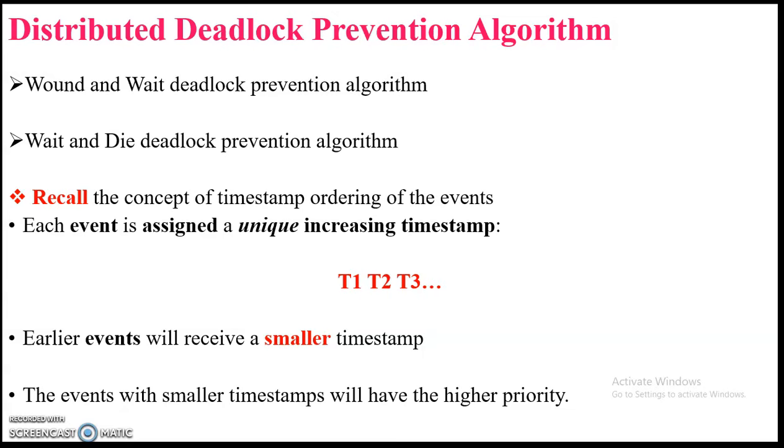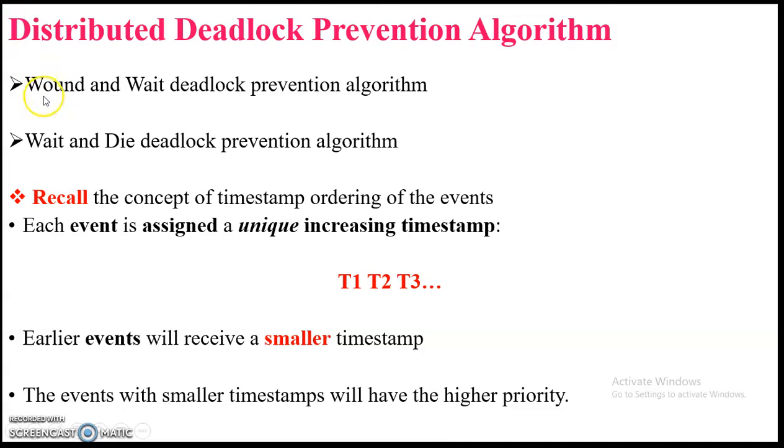There are two approaches for deadlock prevention. One is the non-preemptive approach and the other is the preemptive approach. The wound-wait deadlock prevention algorithm is the first approach, which is a preemptive method, and the wait-die deadlock prevention algorithm is a non-preemptive method.